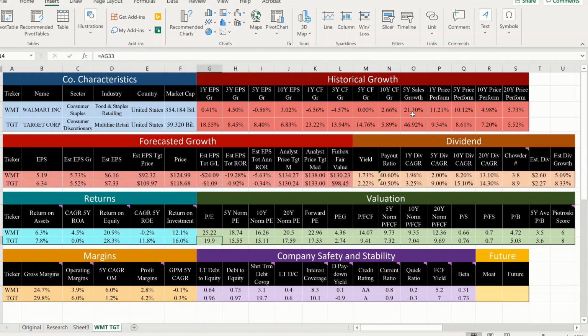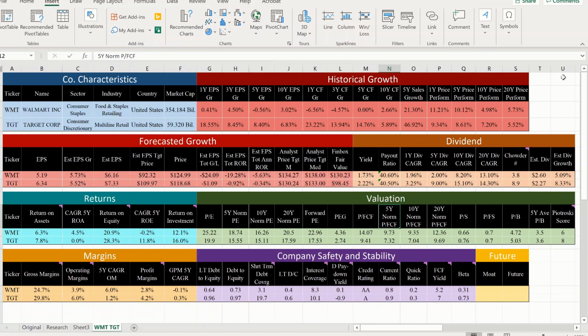I next have 5 years of sales growth, which Target wins again, performing about twice as well as Walmart. And last, I have 1, 5, 10, and 20-year price performance. This is mixed as Target did better at 10 years, but Walmart did better at 1 and 5 years, and they were nearly even at 20 years. Based on this, Target is the winner and has much better growth performance. Earnings and free cash flow are particularly important to me, especially as a dividend growth investor, so this is a pretty big win for Target.